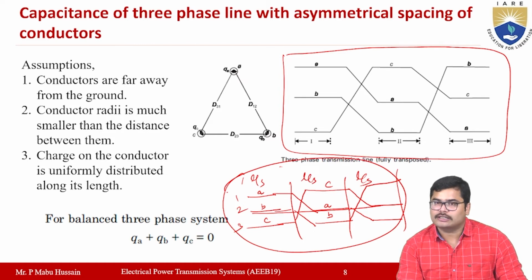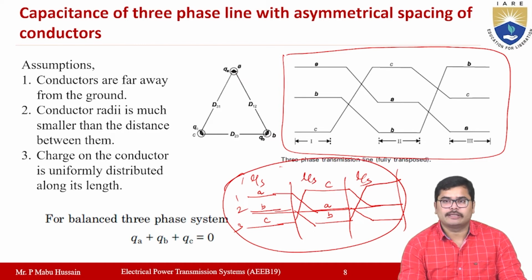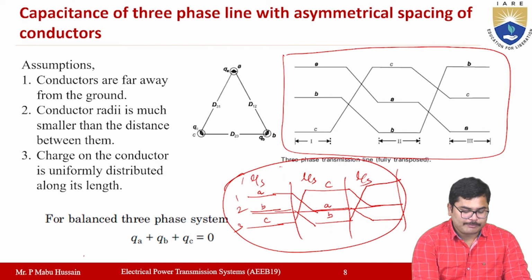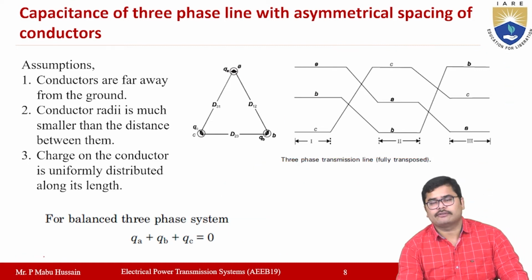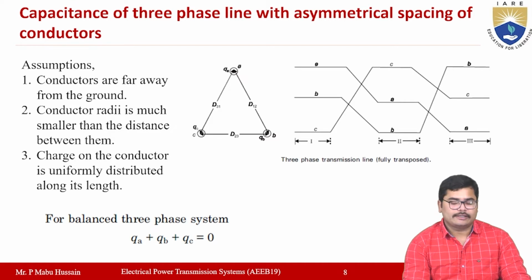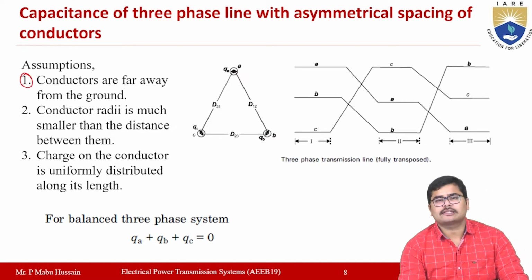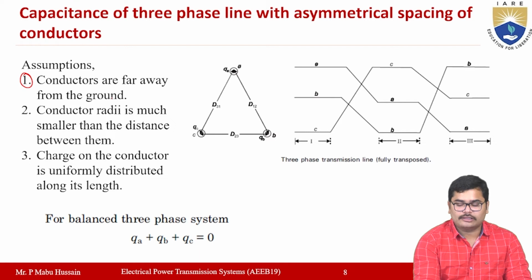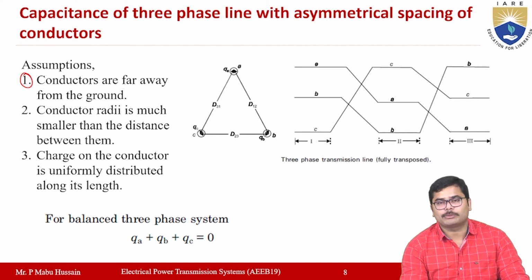When you transpose the conductors, the capacitance values and inductance values will be the same in each phase. Now let us determine the per phase capacitance for this type of unsymmetrical transmission line, in which the distances between any two conductors are not the same. For calculating the capacitance, we are going to assume certain points. The first is that the conductors are far away from the ground, such that the effect of earth is neglected.